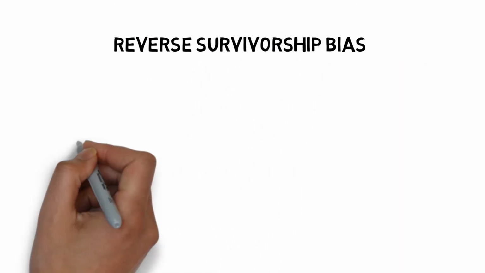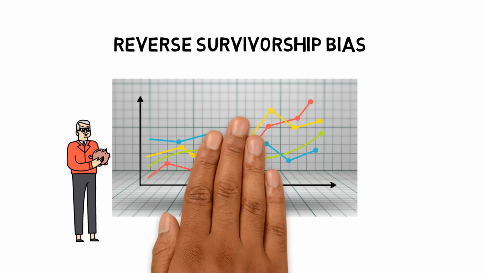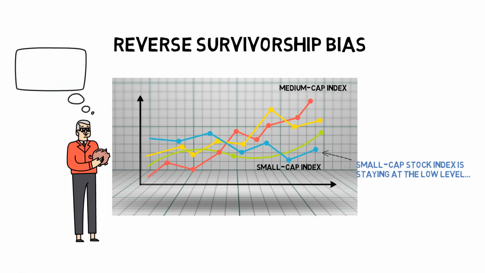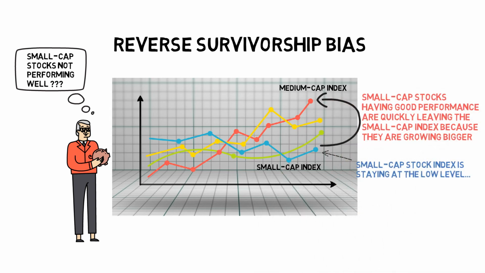Compared with the popular survivorship bias, another side of the bias is the reverse survivorship bias. Although that bias is not a popular one, it also may affect our investment decisions when we do research on the financial market. For example, if the small cap stock index is staying at a low level, can you make a decision that most small cap stocks are not performing well? Of course not. The truth might be that those small cap stocks which have good performance are quickly leaving the small cap index because they are growing bigger. Those remaining loser stocks are still small and staying in the index.